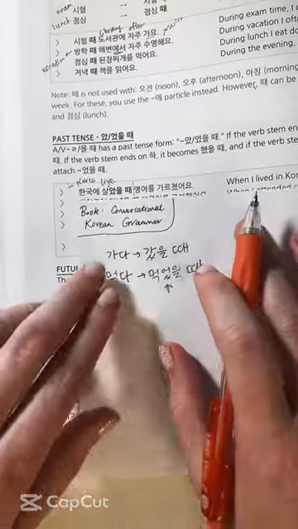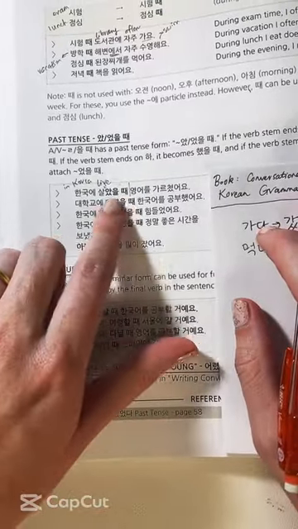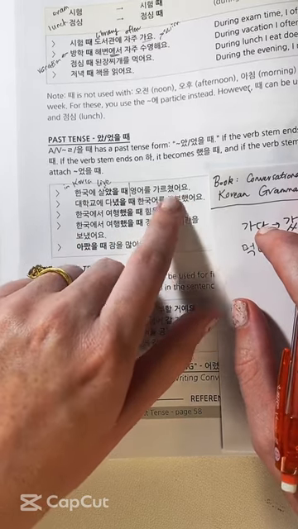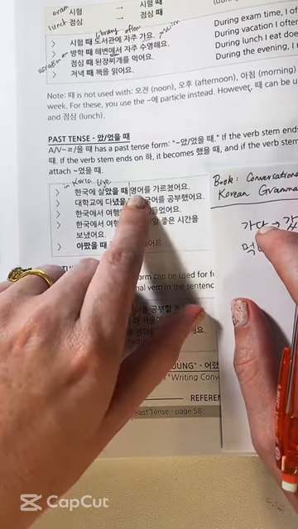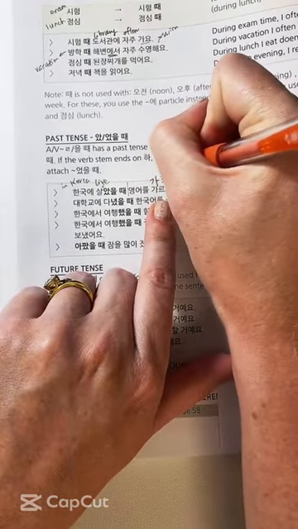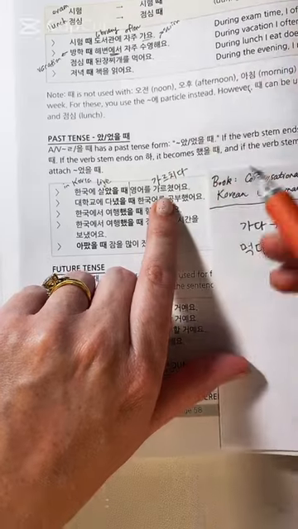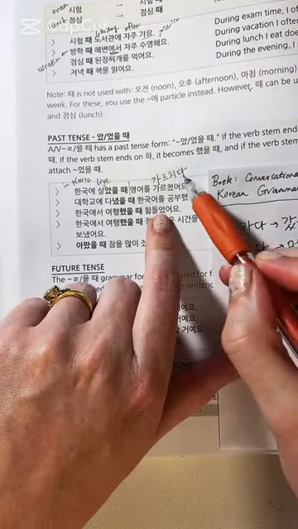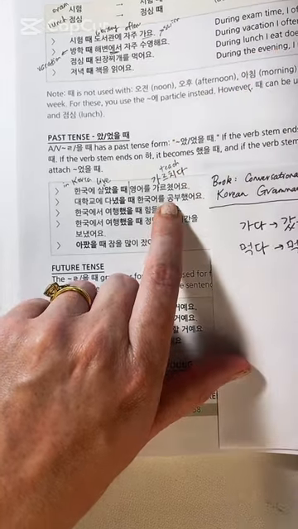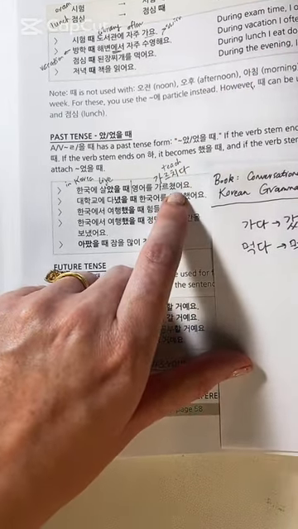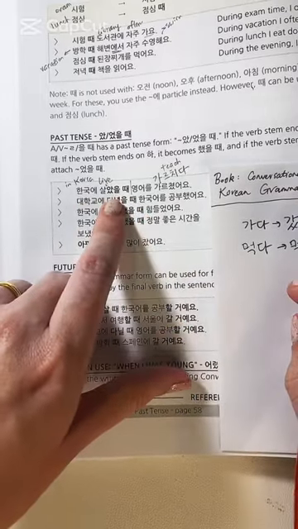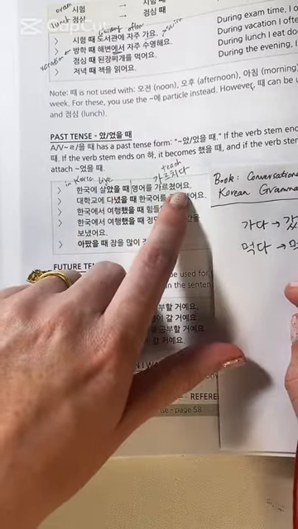So 한국에 살았을 때, when I lived in Korea, 영어를 가르쳤어요. This is English, 영어, and 가르치다 is to teach. That's the dictionary form. 가르치다 is the dictionary form, and 쳤어요 is the past tense conjugation. So we're using past tense here. When I lived in Korea in the past, at that time in the past, I taught English.